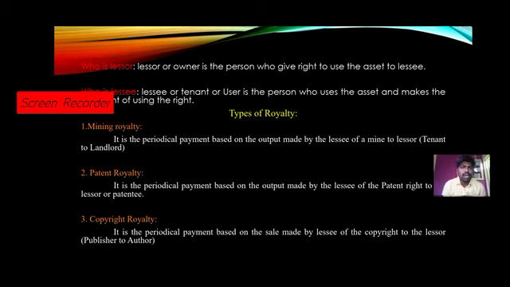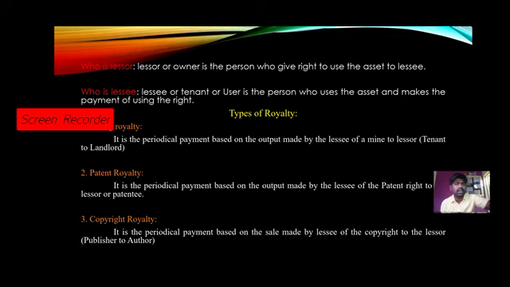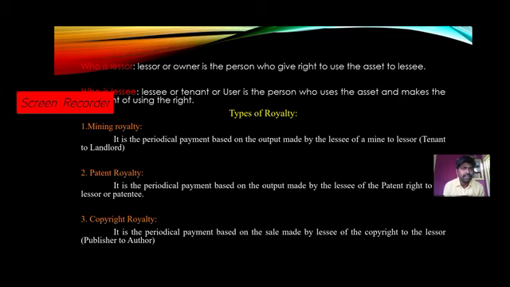Next, who is lessor and who is lessee? Lessor or owner is the person who gives the right to use the asset to the lessee. Lessor is the owner. Lessor means the owner, the one who gives the asset to another person to use, we will call as lessor or owner of the asset. Next, who is lessee? Lessee or tenant or user.